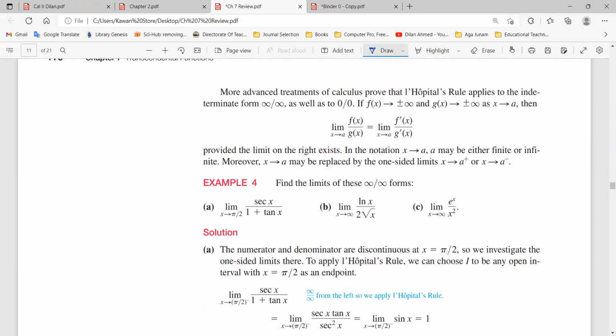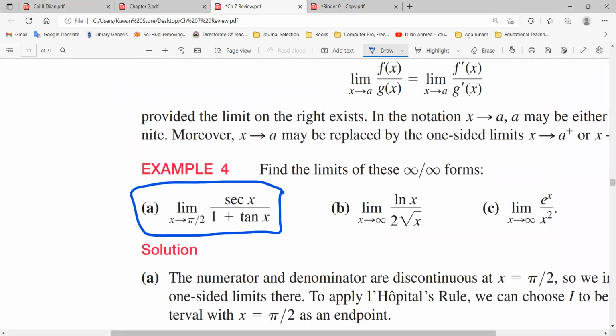Here's an example to understand. You can see here we have pi over 2. Tan of pi over 2 is equal to what? It's undefined, right? Tan of pi over 2 is 1 over 0. So let me think about it. In the denominator, we get 1 plus infinity. And here we have what? It's 1 over cosine.